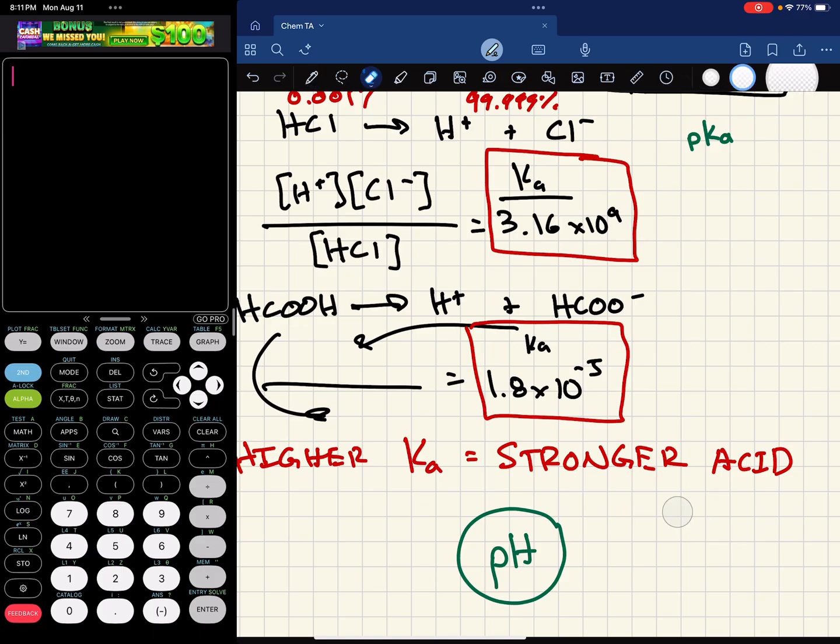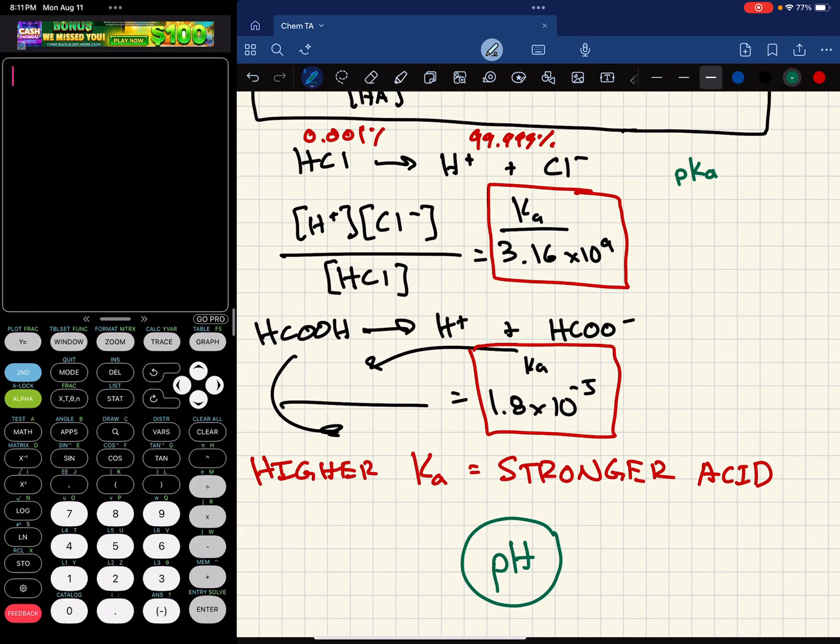And what pKa does is it helps us numerically compare different acids so that we can tell which ones are stronger and weaker. Instead of having these huge massive numbers and these really tiny numbers, we're just condensing them into smaller numbers to make it easier to compare.